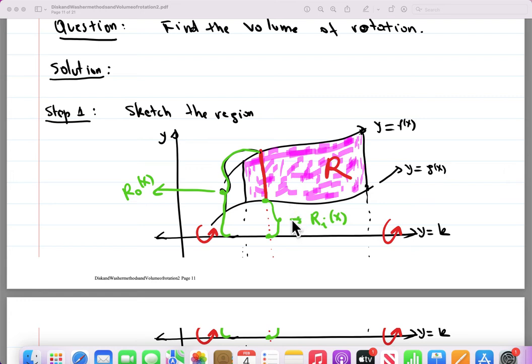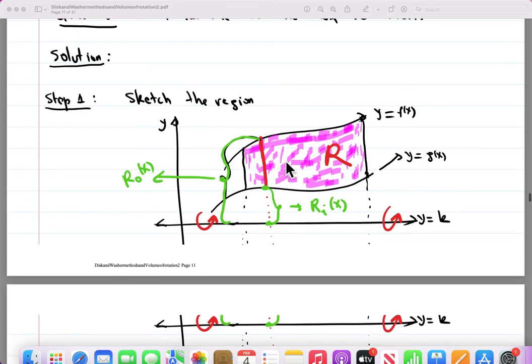But in the case of the washer method, there's an empty space here. Sometimes the region does not even touch the line of rotation. So then you will use the washer method to find the volume of rotation.